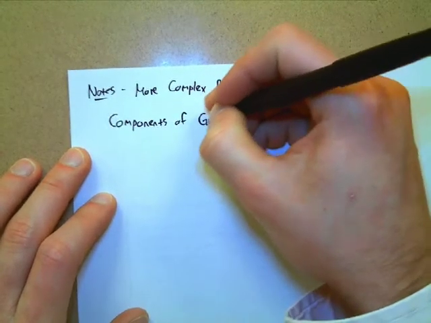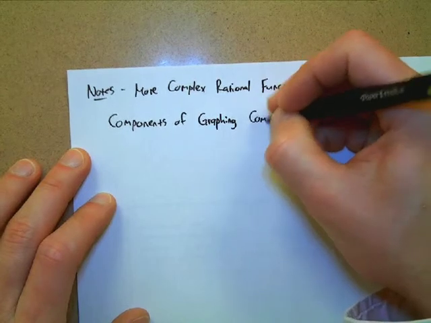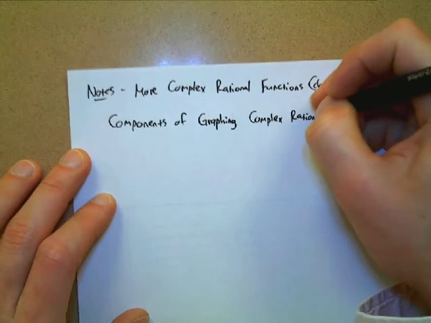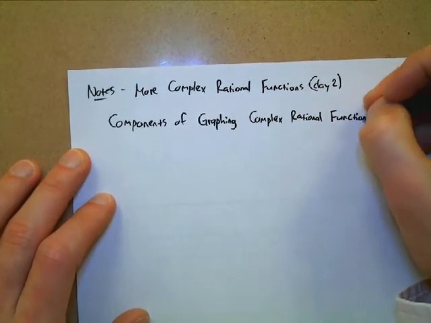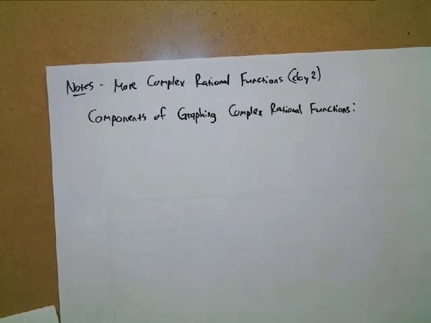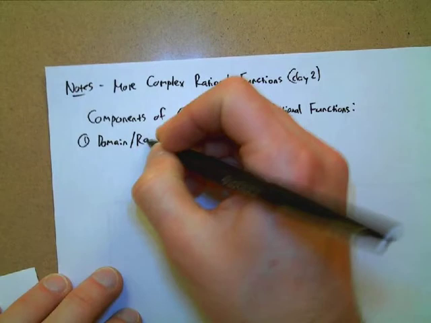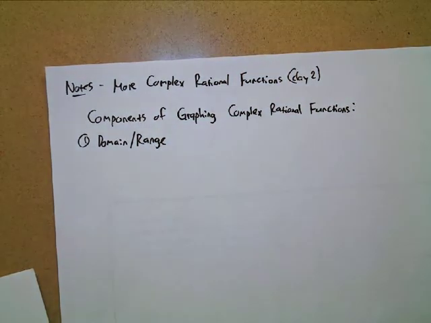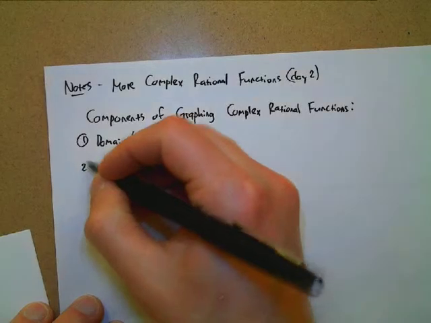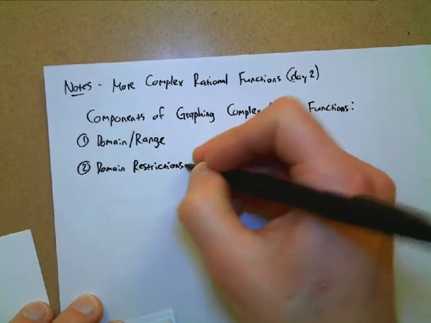Let me summarize some of the components of graphing complex rational functions, the things that we want to be able to do. For example, we should be able to do domain and range of that rational function. How we do the domain and range is going to depend on how we do those other components too. The domain restrictions will lead us to vertical asymptotes.